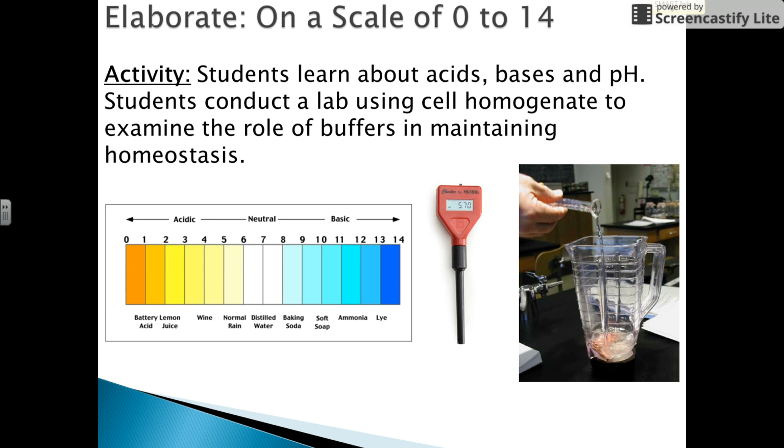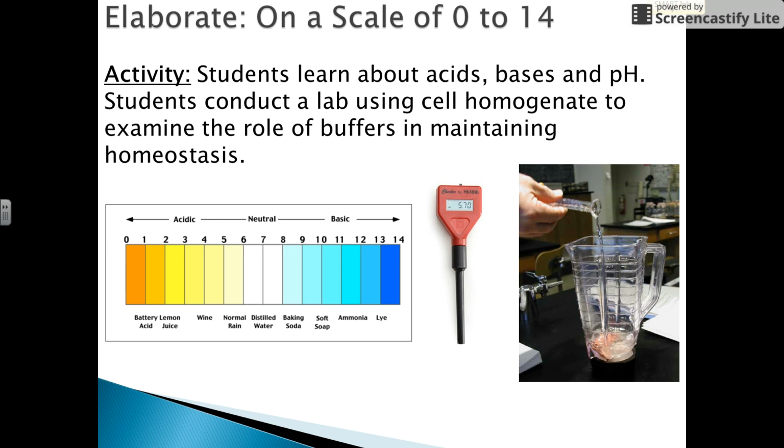During this activity, students learn about how acids and bases affect pH. Students will conduct a lab using cell homogenates to examine the role of buffers in maintaining homeostasis. You can use a lot of different substances as your cell homogenate. The curriculum calls for using potato and liver, again highlighting that both animals and plants have cells and that they both must buffer to maintain homeostasis.